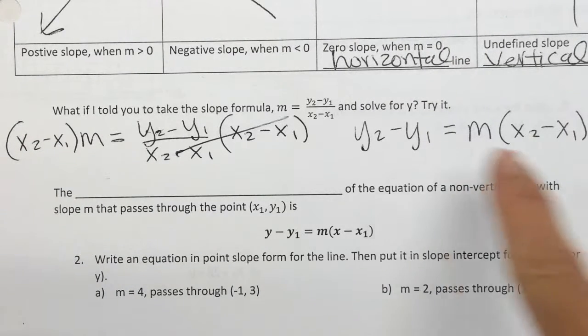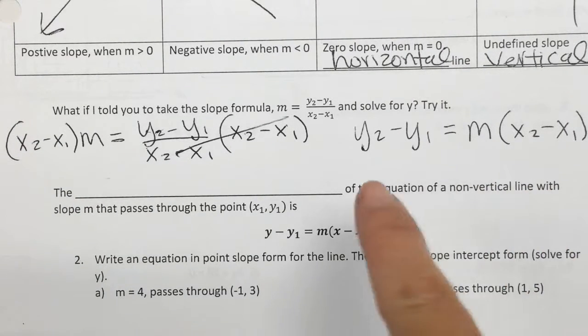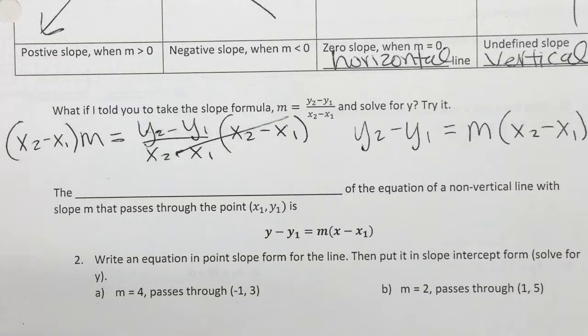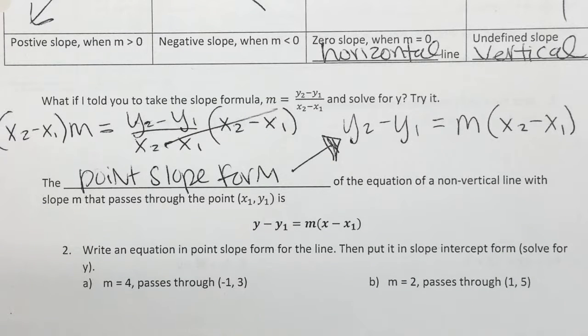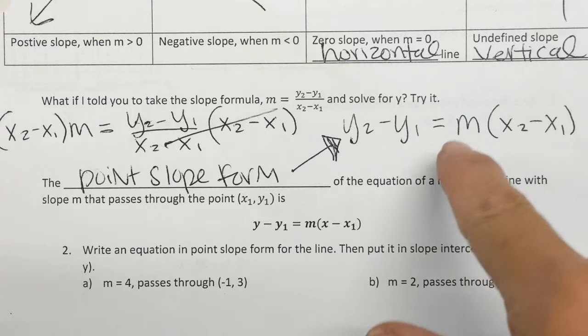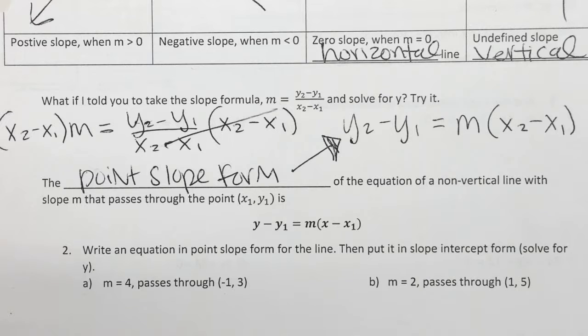Does anybody know what this formula is called? Point slope form. Good. This is the point slope formula. So we are going to be working on putting equations in point slope form. So all you need is a y, an m, which is your slope, and an x.